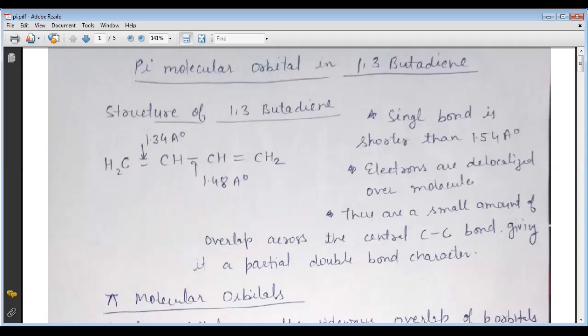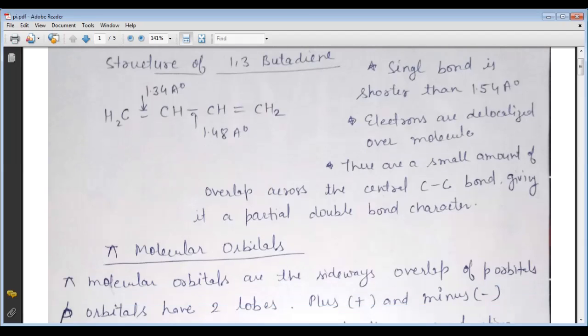Now, when do pi molecular orbitals form? When do molecular orbitals form? We know that when atomic orbitals overlap, molecular orbitals are formed. Clear? We studied in molecular orbital theory that if one atomic orbital is there, it means one molecular orbital is present. It means that if two atomic orbitals are joined together, then there is the formation of the molecular orbital. Here the single bond is shorter than 1.54 angstrom.